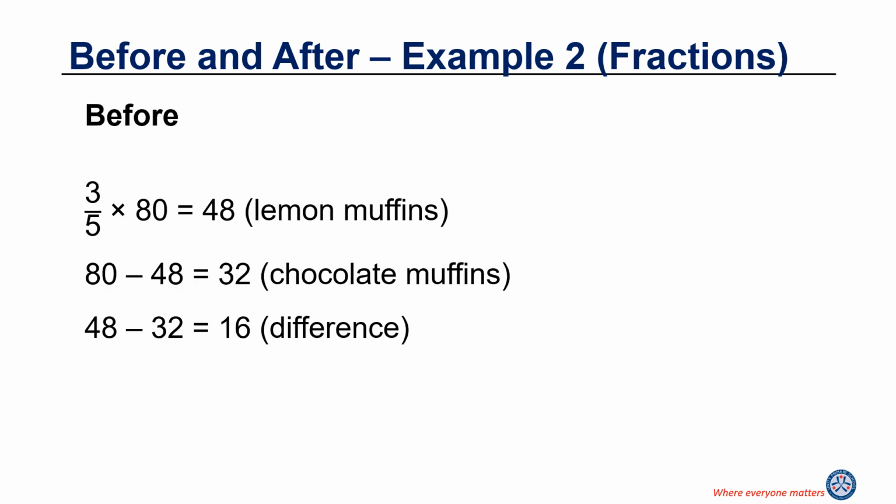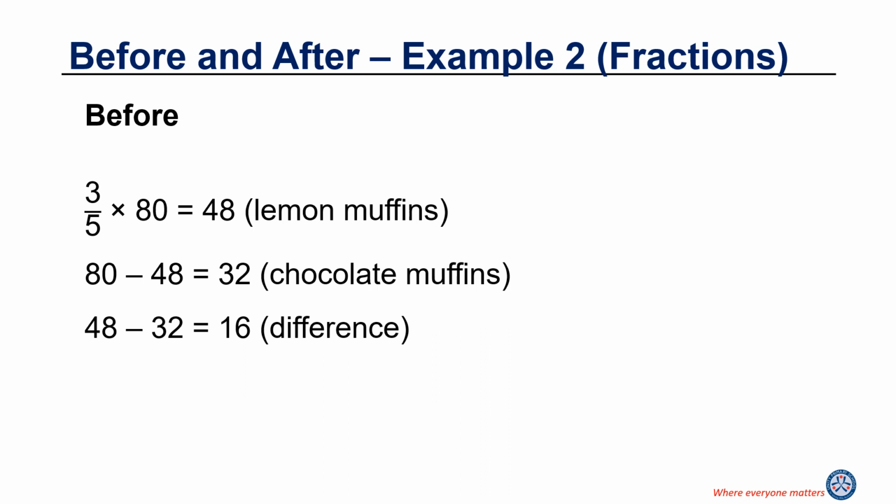How can we identify that this is a before and after concept where the difference is not changed? The hint is: gave away an equal number. The first step is to find the number of lemon muffins and the number of chocolate muffins.